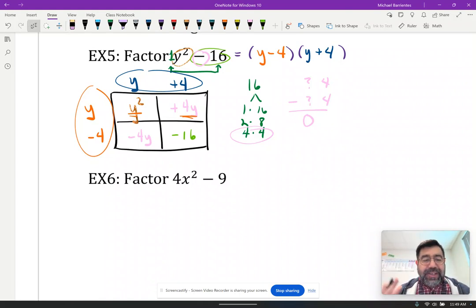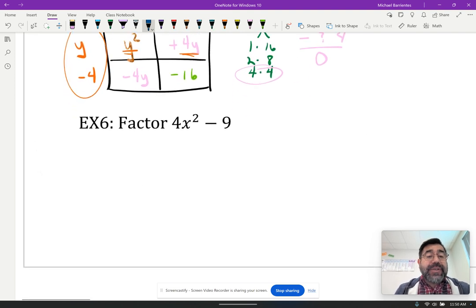Alrighty, here's the last video for example number 6. We're looking at these new factoring situations where instead of having 3 terms, we only have 2 terms. We have the squared term, x squared, and the constant term, the number by itself. Over here, we had the squared term, y squared, and the constant term, the number by itself. But there's no middle term. There's no x or y term.